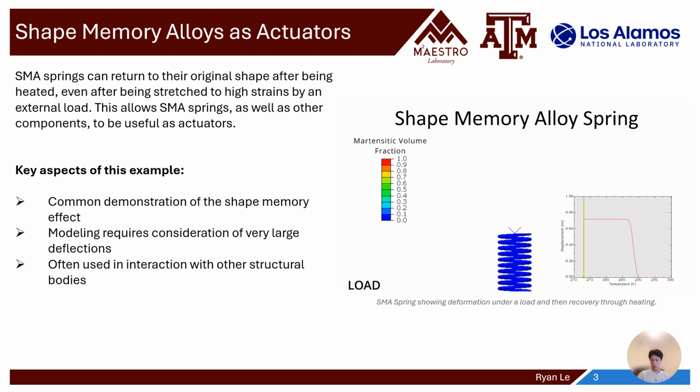So we thought this was a really cool example because it's a great example of the shape memory effect. So we saw this deformation and then heating to recover. This modeling requires consideration of very large deflections. So we saw it deform a meter and still recover greatly. And then these SMA springs are useful as actuators, so they're often used in interaction with other structural bodies.